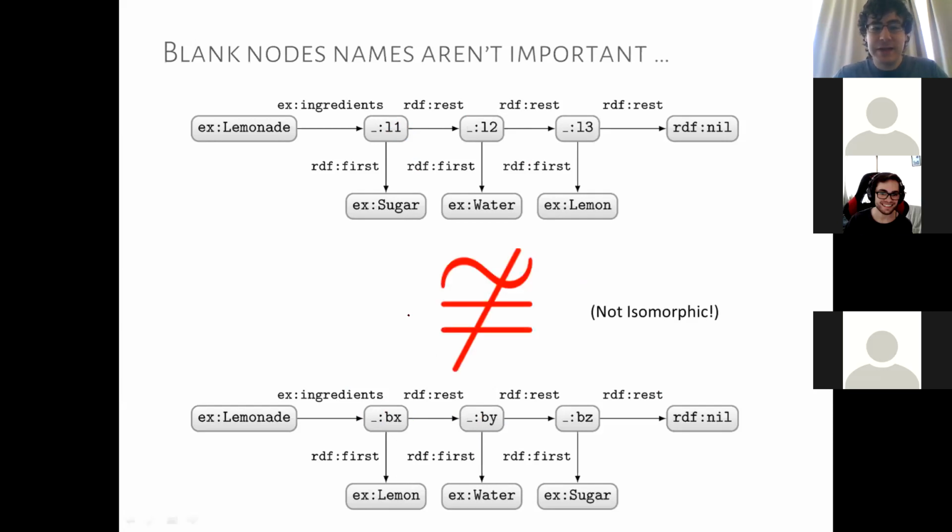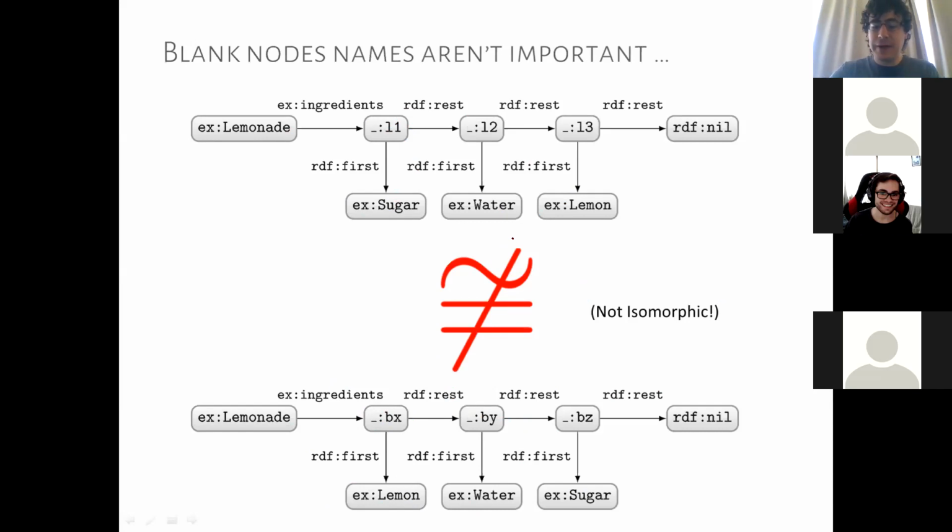In this case, the two graphs are not isomorphic. So why are they not isomorphic? Because somehow this is swapped, right? Now we have lemon connected through this node to lemonade, whereas that's not the case here, where sugar is connected through this node to lemonade. So these graphs are not isomorphic.